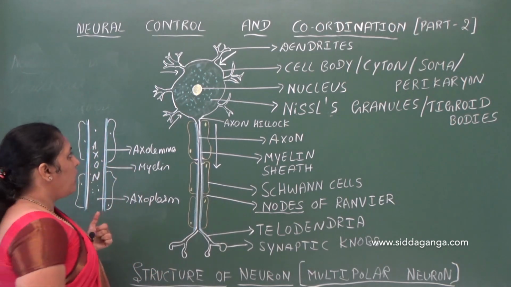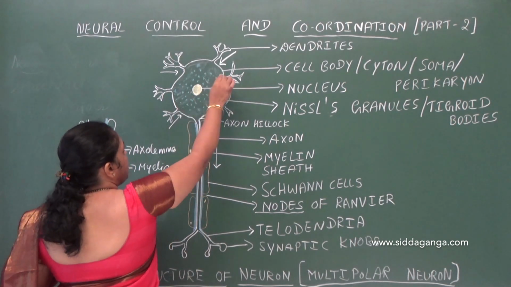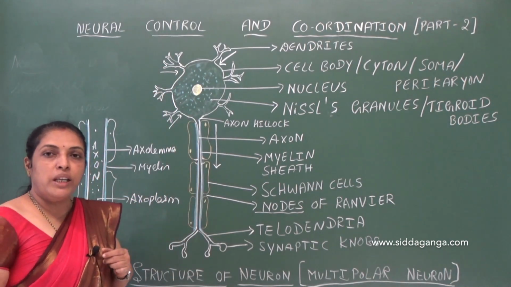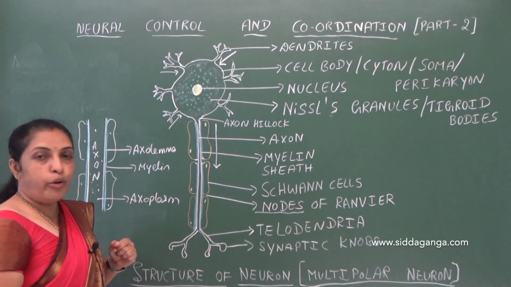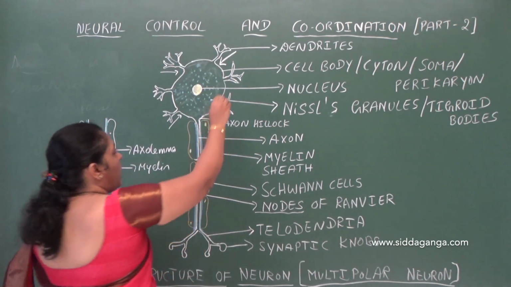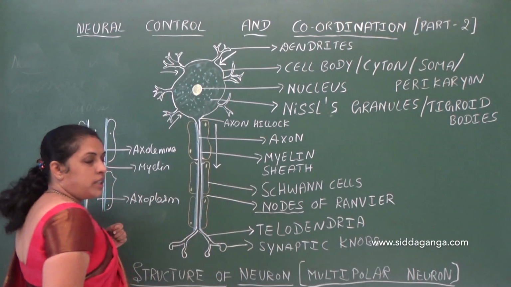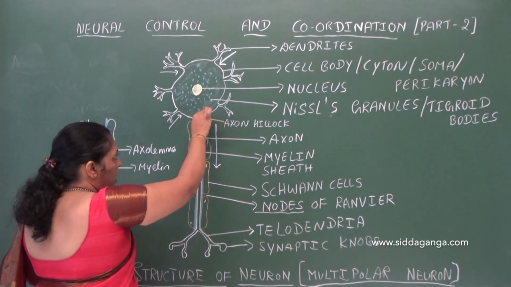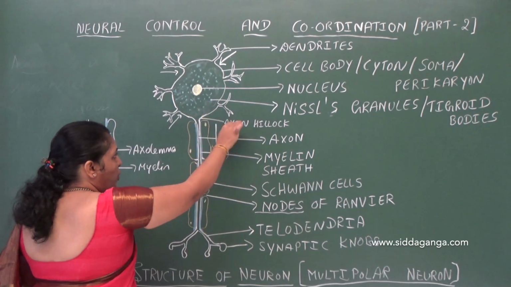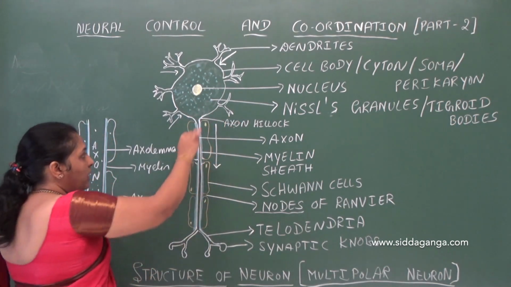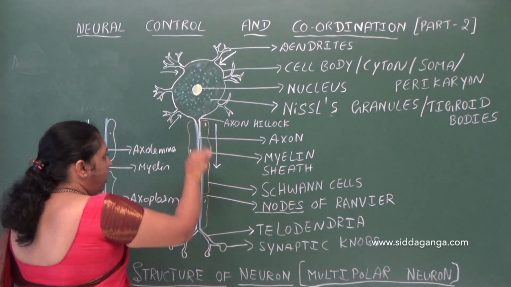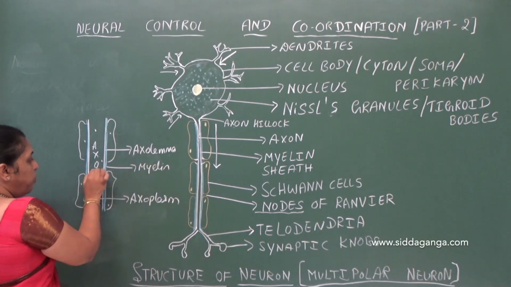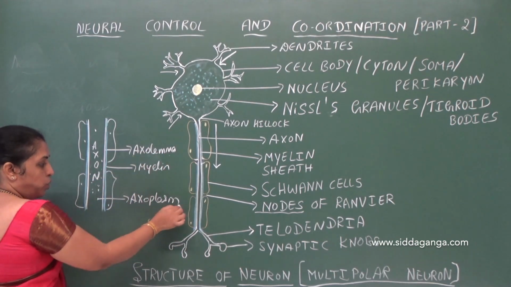Then arising from the cell body we see smaller branches called dendrites. They branch again to increase the surface area of the cell body, and these dendrites carry messages towards the cell body. Only one long process arises from the cell body at a region called the axon hillock, and this is the axon. The plasma membrane covering the axon is called axolemma. The cytoplasm inside it is called axoplasm.